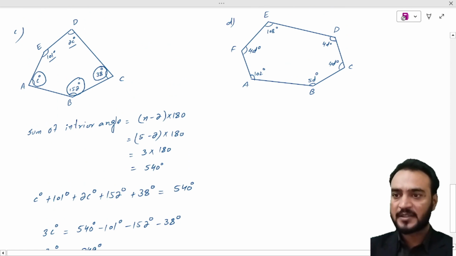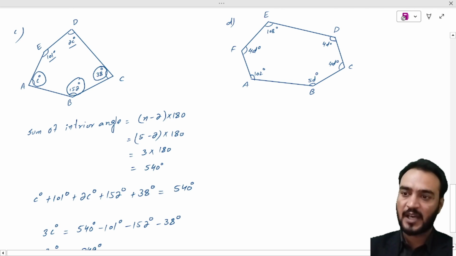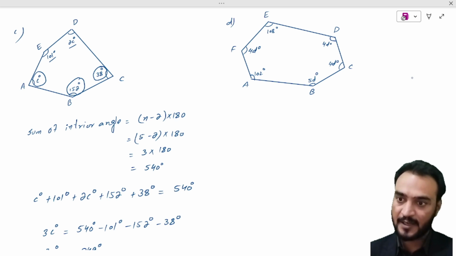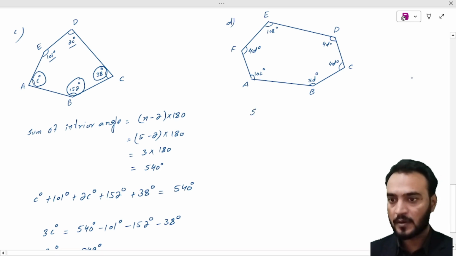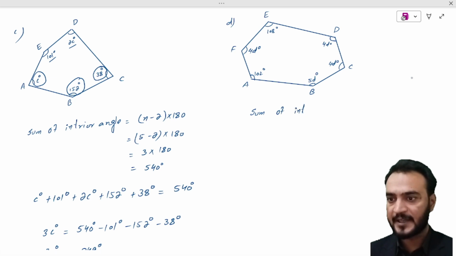Now this is the next part. This is a hexagon, a polygon with 6 sides. So the sum of interior angles is equal to n minus 2 times 180 degree. Now the polygon is a hexagon, a polygon with 6 sides. So we put the value of n equal to 6. So 6 minus 2 times 180 degree.